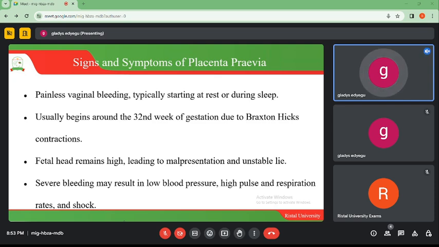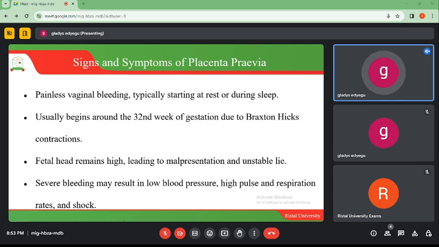Some of the signs and symptoms of placenta previa, for you to confirm that this mother has placenta previa, are certain signs and symptoms that we really need to look at and consider. One of them is painless vaginal bleeding, typically starting at rest or during sleep. These mothers can just wake up in the night and find they're in blood, and they don't know the cause. Sometimes they just realize the bed is wet. This can be one of the signs of placenta previa.